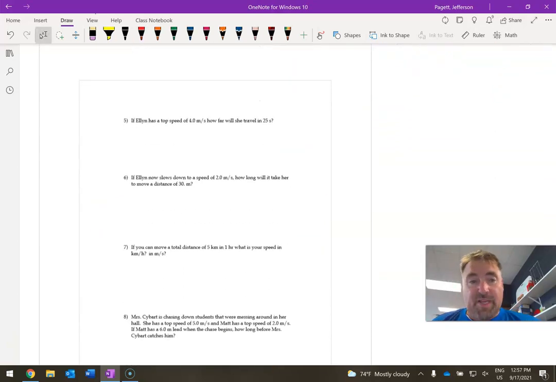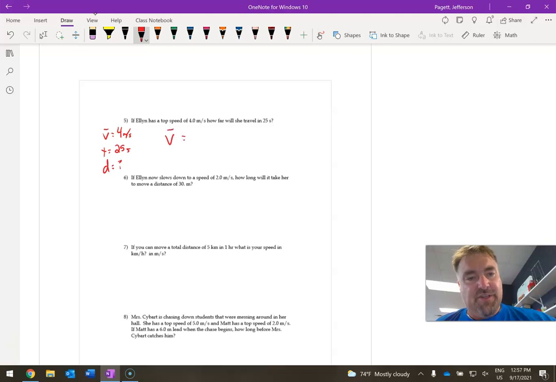Okay, continuing on, the same sheet. Ellen has a top speed of 4 meters per second. How far will she travel in 25 seconds? So again, using my GUESS method, my average velocity, 4 meters per second. My time, 25 seconds. I'm looking for distance, question mark.